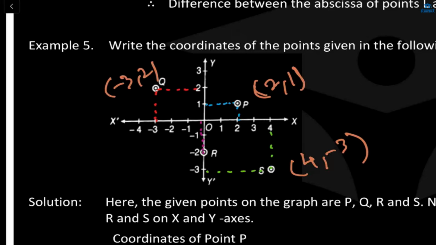And who is going to tell for R? Ma'am, this is Advika. Can you hear me? Can I tell? Yeah, of course you can tell. For point R, 0 is the origin and minus 2, ma'am. So 0, minus 2. Yes, very good. So everybody, I think you understood how we are going to check the points.